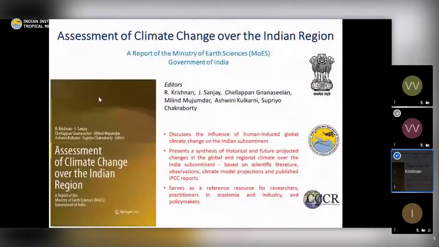Now I want to touch upon our assessment of climate change report. We know that global climate change is happening, but what does it mean over India? We have recently published a report from the Ministry of Earth Sciences, Government of India. This is led by IITM and CCCR. Basically, this book discusses the influence of human-induced global climate change on the Indian subcontinent.